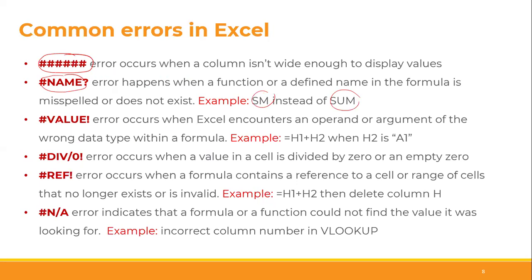And the value error. For example, H1 and H2 are two numerical values, and if you put another one, A1, you will get a value error. And divide by 0 is the divide by 0 error. Reference error: H1 equal to H2, then delete the H column, and you will get that kind of error. And not applicable is an incorrect column reference, for example, in VLOOKUP or any parameter which is wrong.